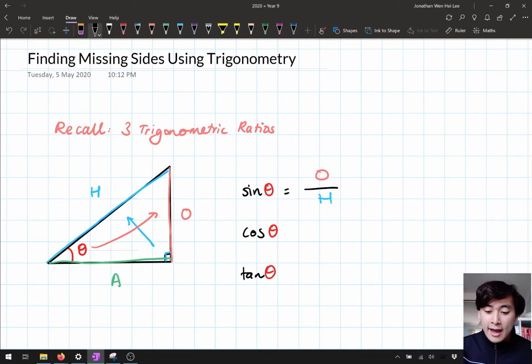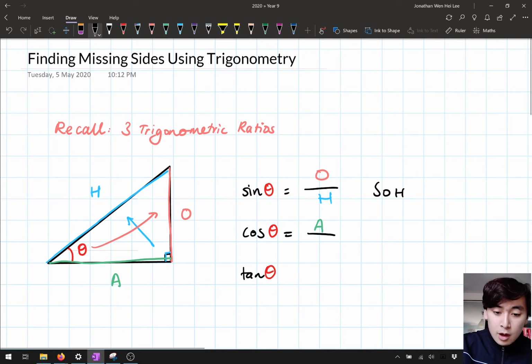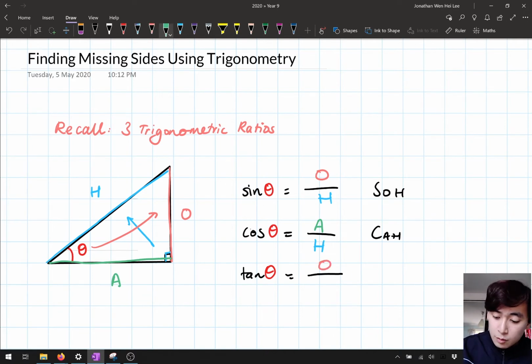And we used the shorthand SOH to remember that. Then we had cos, which was adjacent over hypotenuse, and we used the acronym CAH to remember that. And the final one was tan, which was opposite over adjacent, where we use the acronym TOA to remember that.